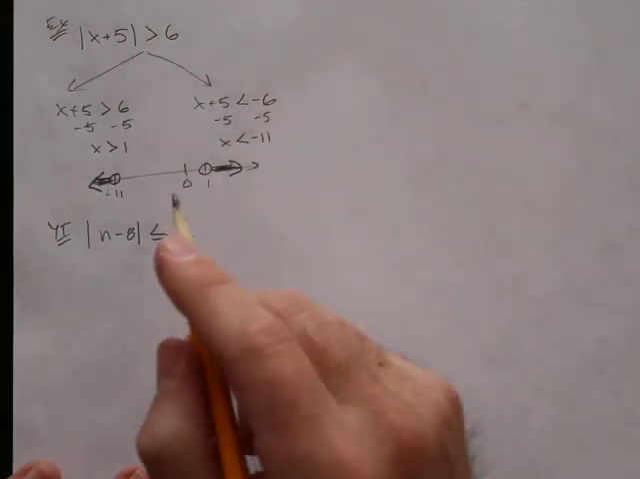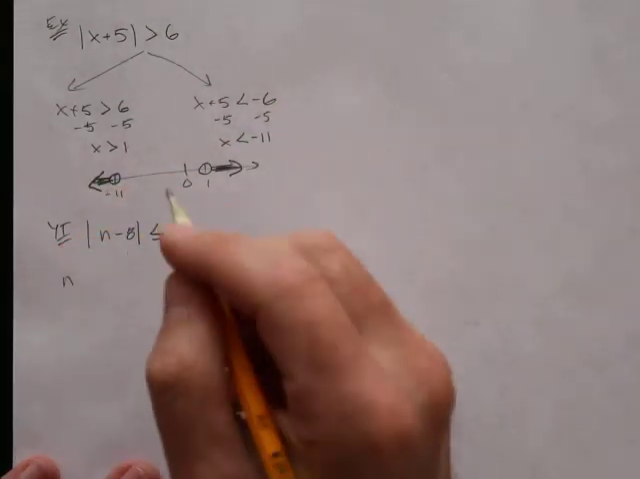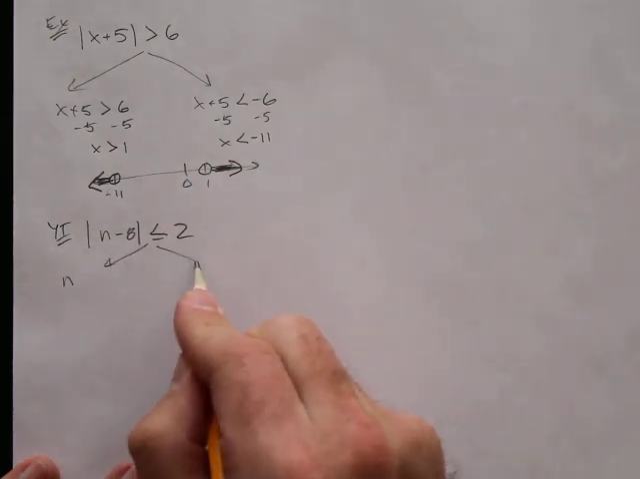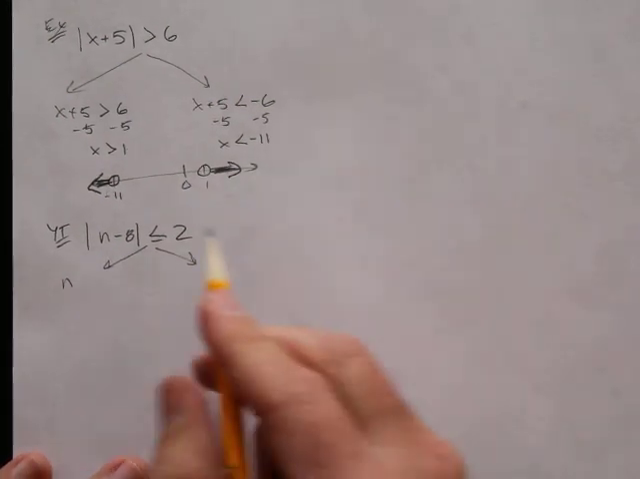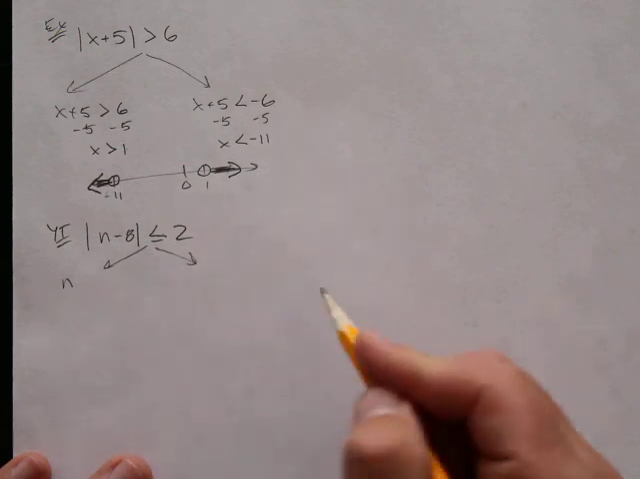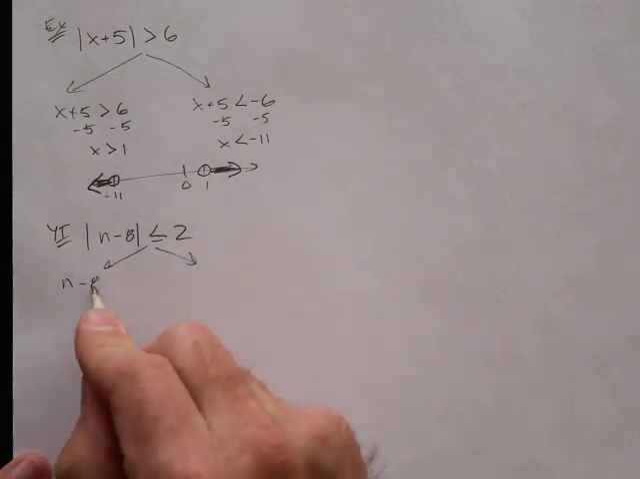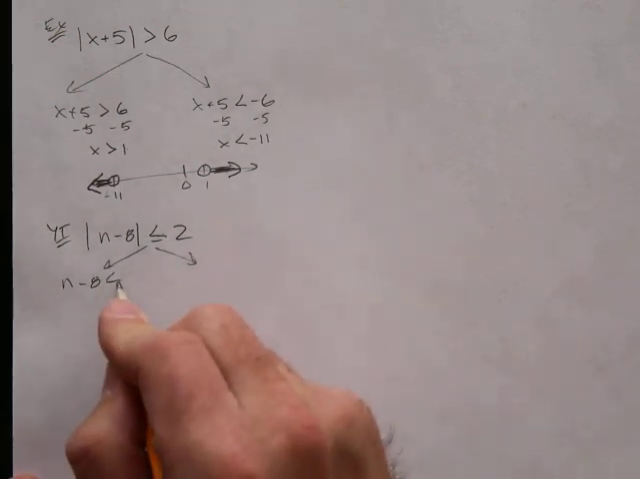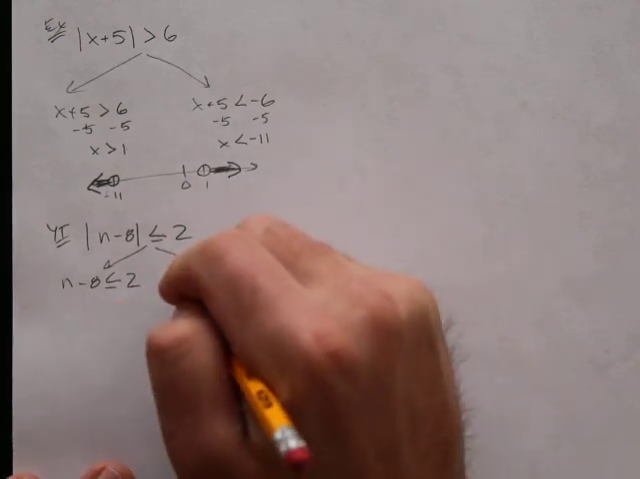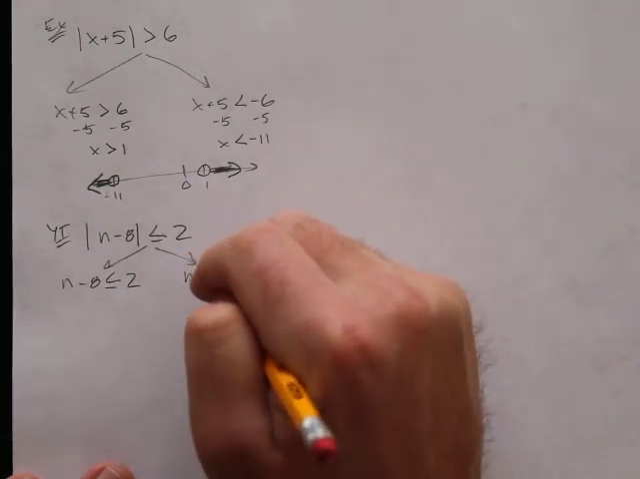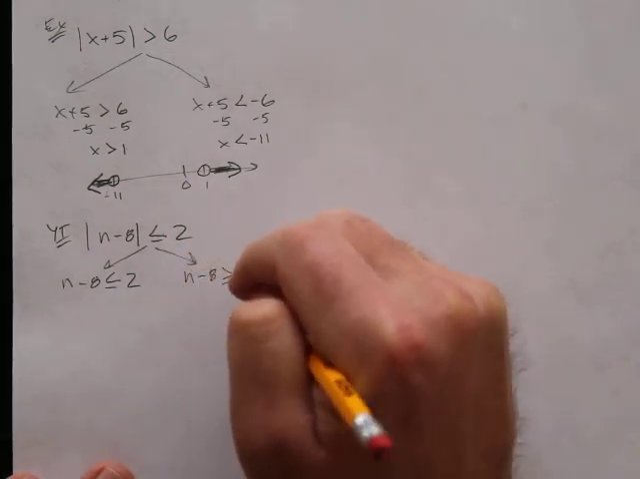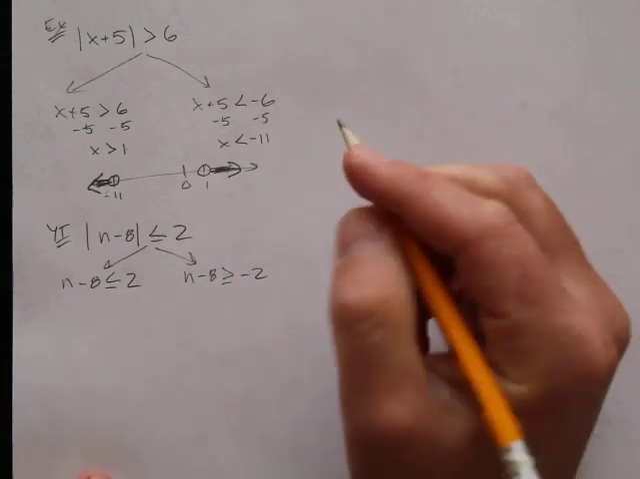All right, let's see how you did. I've got n, so I'm going to draw these arrows. It's helpful to draw these arrows every time. You see this absolute value sign? I'm going to draw some arrows. N minus 8 is less than or equal to 2. N minus 8 is greater than or equal to negative 2. Switch my sign, switch my sign.